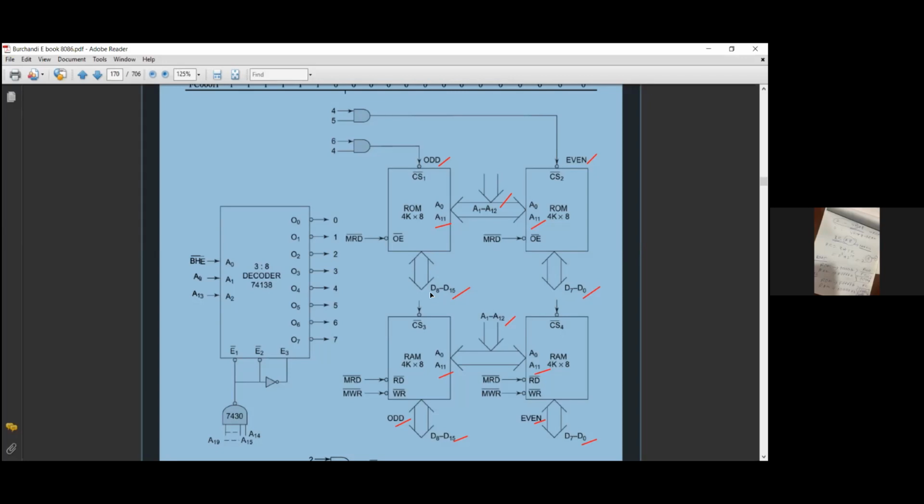Next, coming to the odd and even. Just see, sir, how many address lines are there for the 8086 microprocessor? For 8086, how many address bus lines? 16 bit? No, 20 bit. 8086 is 20 bit. Sir, if I am talking about the address range, go up.